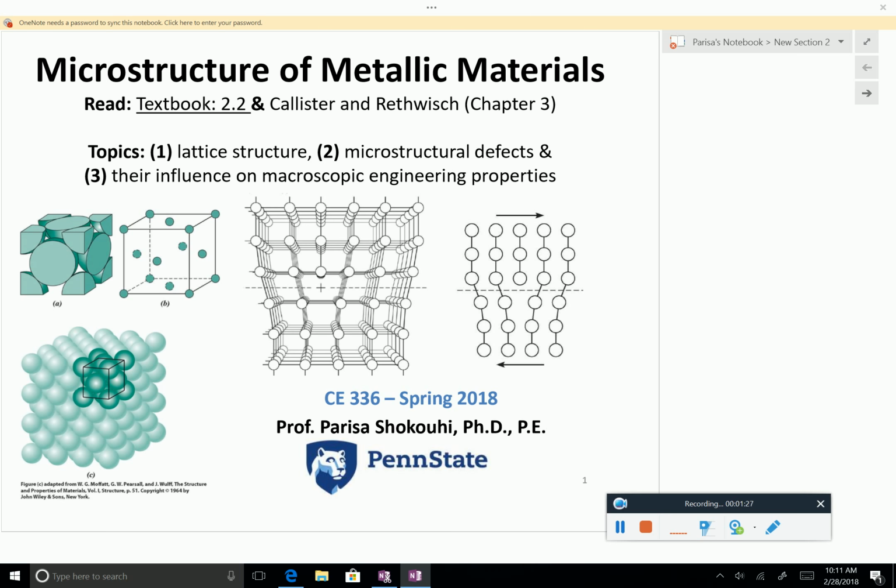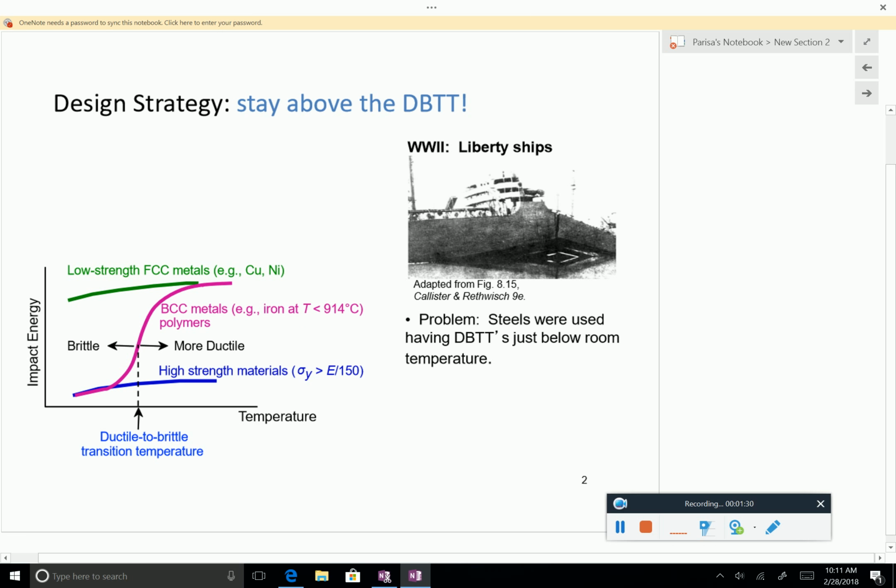So let's get started. You may remember this slide from before. Does anyone remember what these ships were and what happened to them? They were Liberty ships. Exactly. Do you remember why they broke? They went past the transition temperature. Exactly. They were okay at room temperature, but when the temperature was below a certain temperature, their behavior changed from ductile to brittle. And that's why they developed those cracks and they broke.